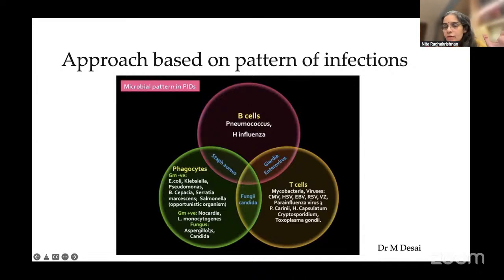Phagocytes means neutrophils and macrophages. So in this group of disorders, it can be patients who are severely neutropenic, or you can have very high neutrophils, like in leukocyte adhesion deficiency, but the neutrophils are not functioning well because they cannot reach the site of inflammation. So in this whole group of disorders, it is usually gram-positive and gram-negative infections that you see, and certain fungi like Aspergillus, Candida, etc. Mainly mold infections like Aspergillus are common in severe neutropenic disorders. So these are the organisms here again.